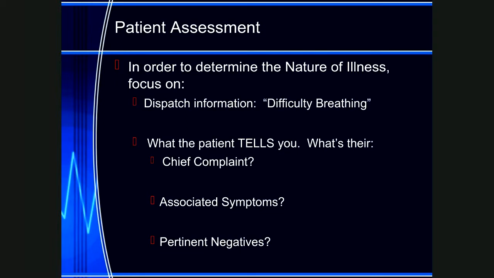And then we need to find out if they have any associated symptoms. So when we're getting this medical history, we'll find out about some associated symptoms, and we'll be going over this in depth a little later on. But associated symptoms would be something that you would expect to be going along with their chief complaint. The person says it hurts to breathe right now.